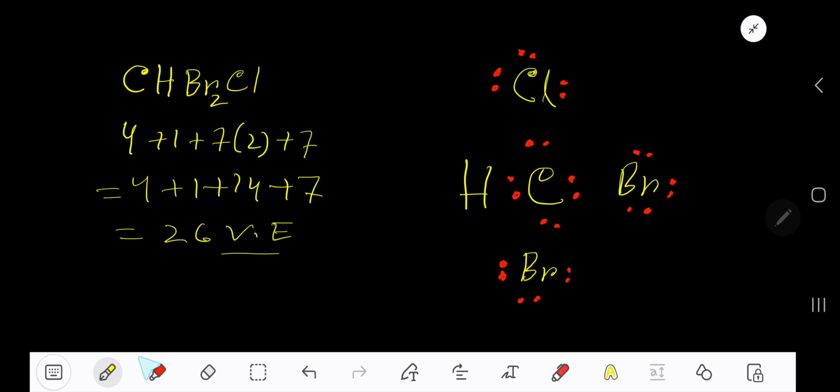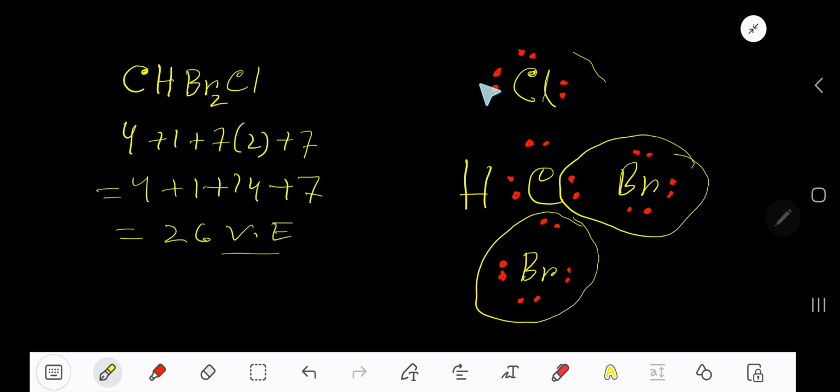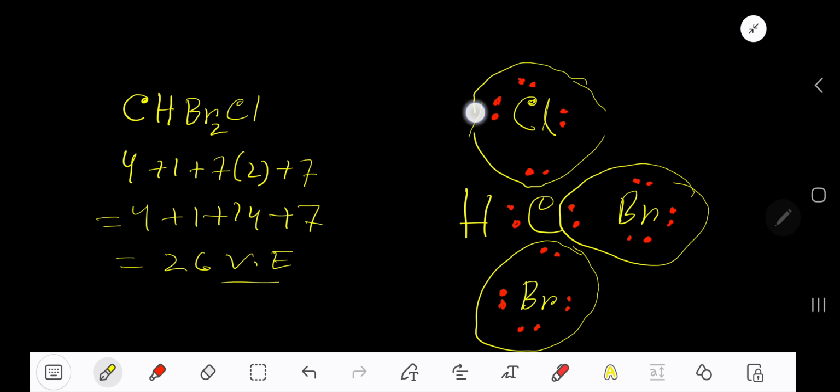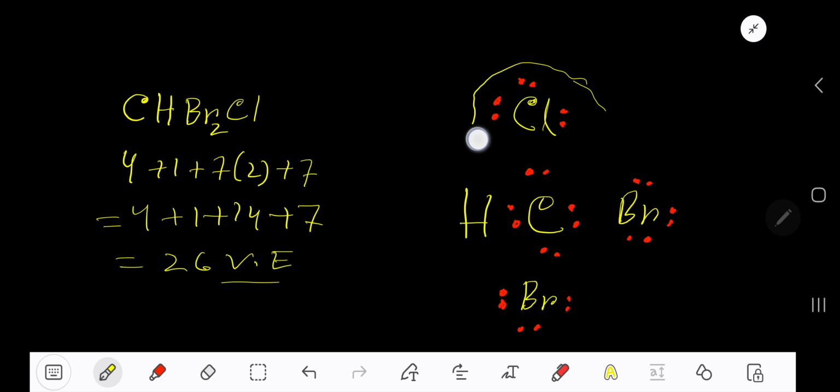So now check for octet. Octet, octet, octet, right? Octet. Now check for duet. So this is the Lewis dot structure.